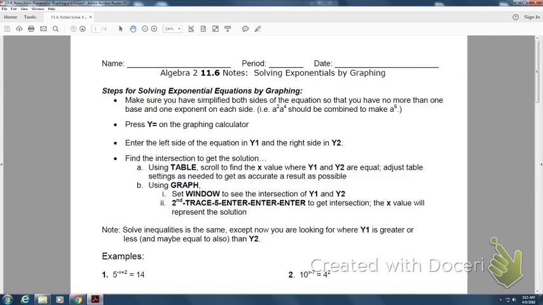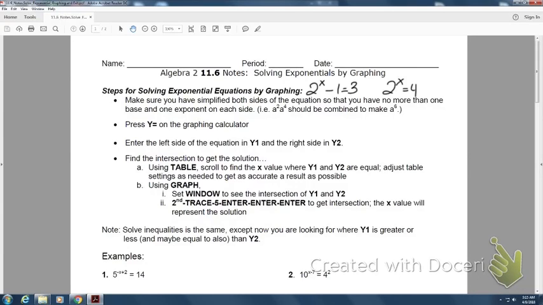A6. Press Y equals on the graphing calculator. Alright, so on that first step, whenever it says to simplify each side, you want to have a base and an exponent on each side. So if I've got this, I would want to add 1 first, and then I can solve that.